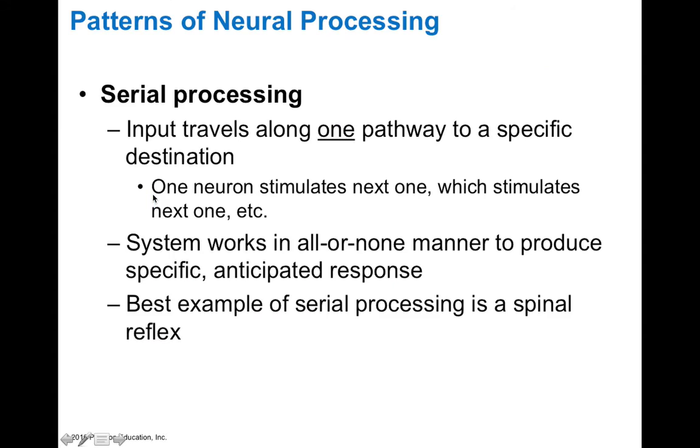Now, other types of neuronal processing include serial processing. This is where we have input that travels along one pathway to a specific destination. One neuron can stimulate the next one, which stimulates the next one, and the system works in an all or none manner to produce very specific and anticipated responses. The best example of this is a spinal reflex, where if you tap the patellar tendon, there's an impulse that goes back to your spinal cord, which then activates a motor neuron that stimulates the appropriate skeletal muscle to contract, which then causes your leg to kick out.